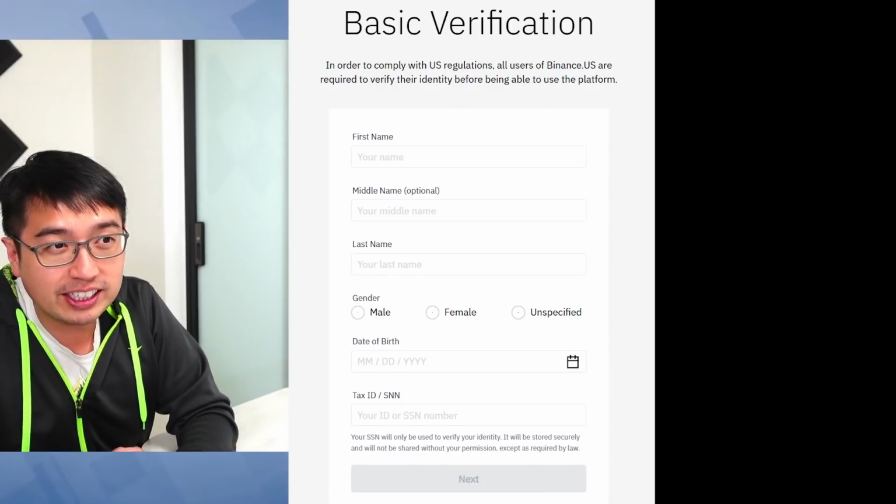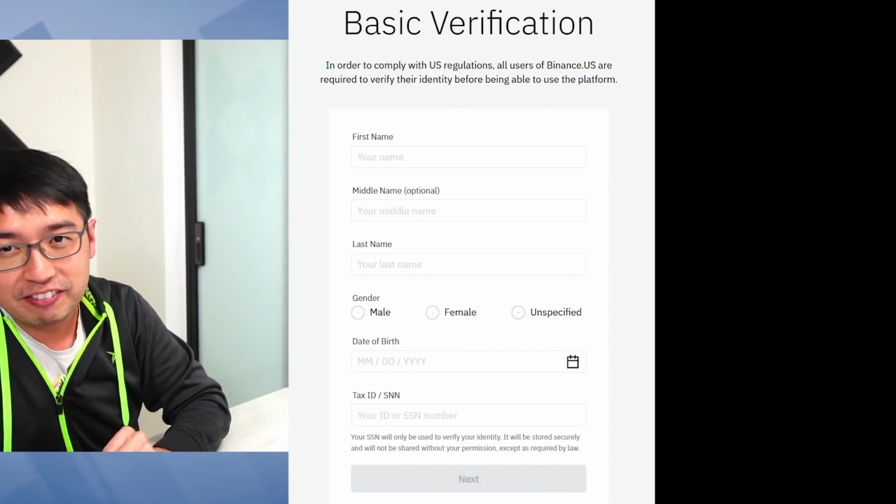Once you set up your account, all you have to do is provide some very basic information, and that gets you basic verification.